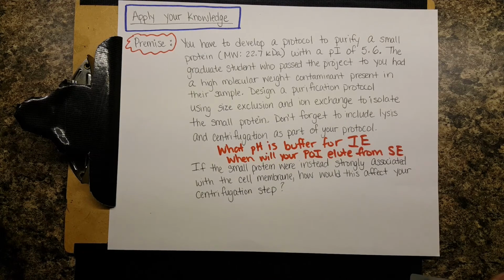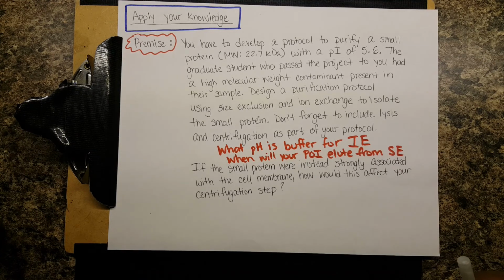So apply your knowledge. We talked about a lot of things today. So you're definitely going to want to give this a try. Make sure that you have a grasp on how to put together a protein purification protocol and that you understand the basic principles of how the three major types of chromatography work. So in this premise, you have to develop a protocol to purify a small protein, and you're given the molecular weight and the pI of the protein. The grad student that passed off this project had a high molecular weight contaminant present in their sample. So when you're designing this protocol, you need to use size exclusion and ion exchange to isolate the small protein. So just keep in mind all the details for how to do this.